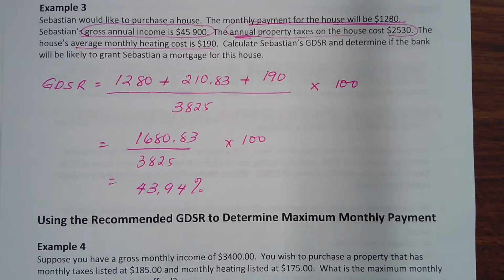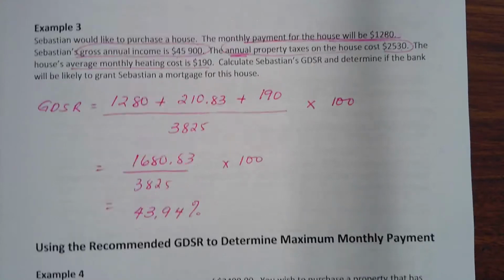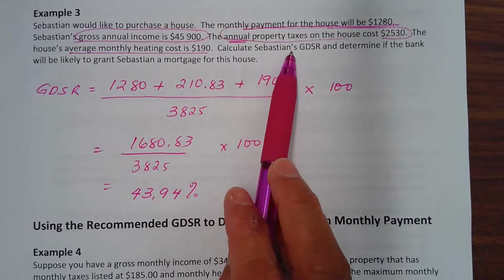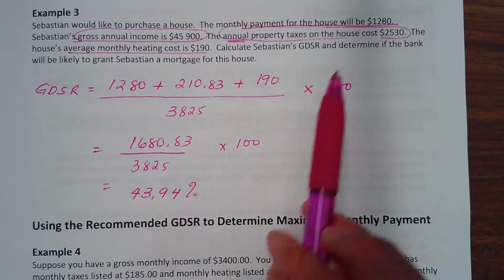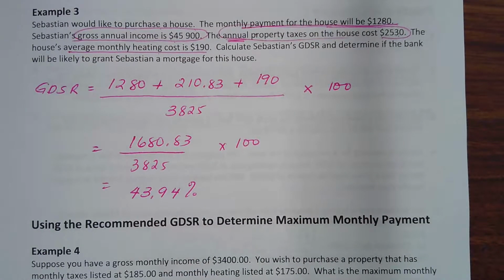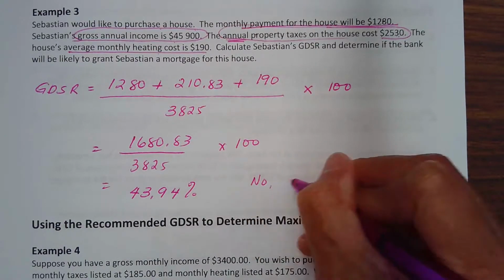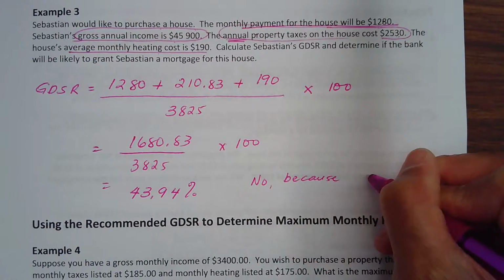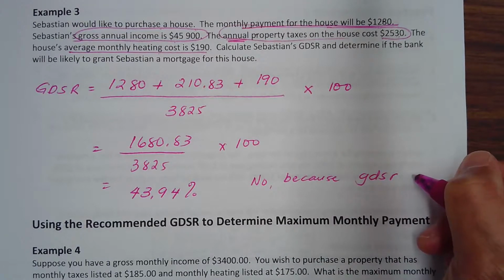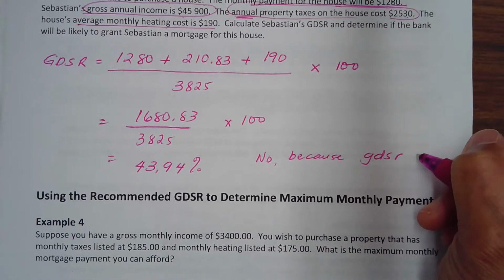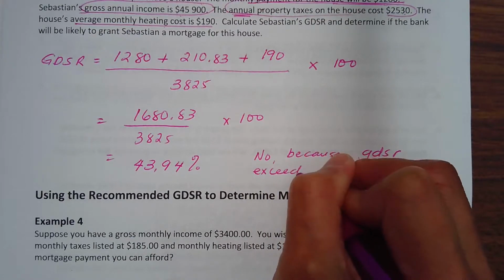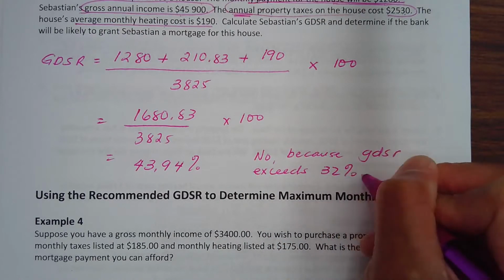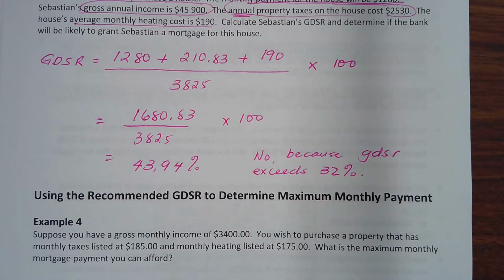Okay, is that a good thing? No. So it says here, calculate Sebastian's GDSR, which we did, and determine if the bank will grant a loan for his house. Our answer would be no, because the GDSR exceeds 32%. The GDSR is over 32%. So no.